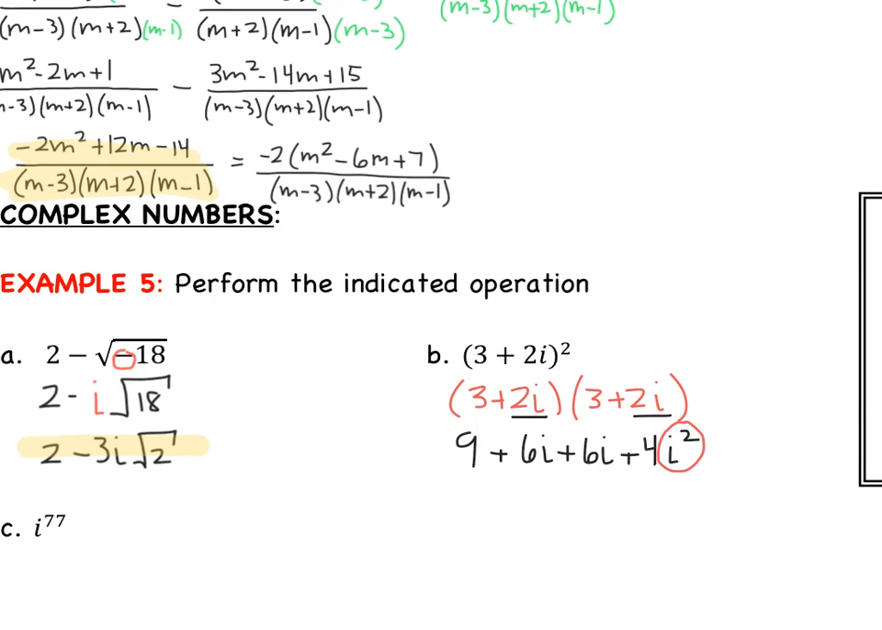So what I do is cancel that out and change the sign in front, so it's really -4, because it's saying 4 times -1. And now we just gather our like terms. So we have 9 minus 4, which is 5, and our 6i's we can combine to be 12i's. So there is our final answer of 5 plus 12i.